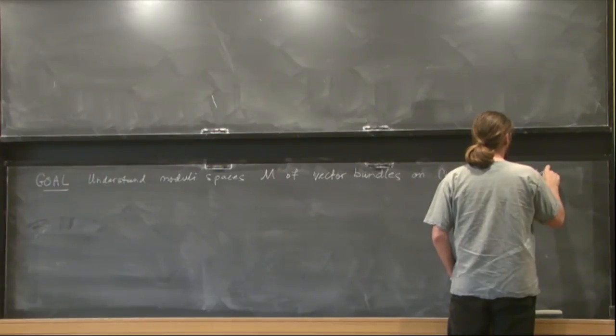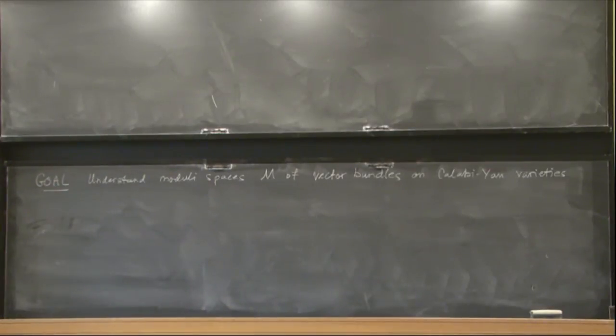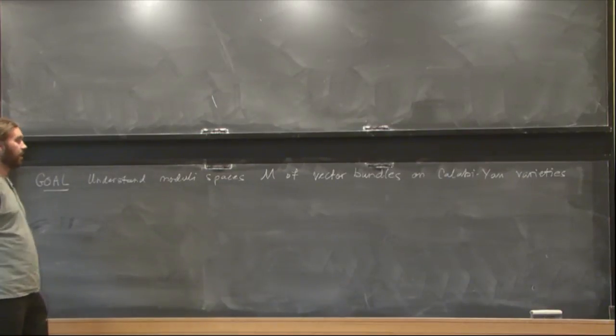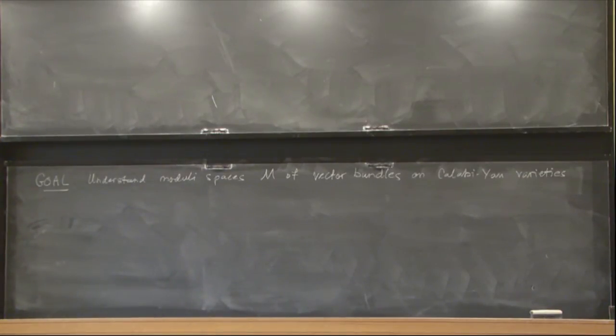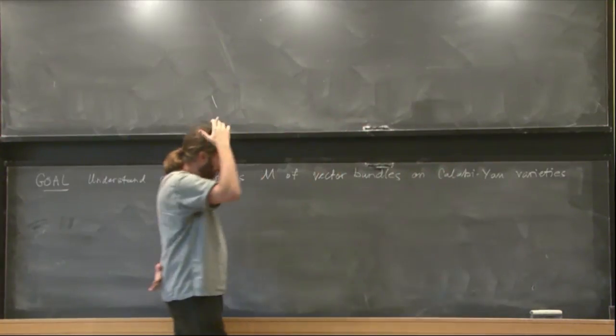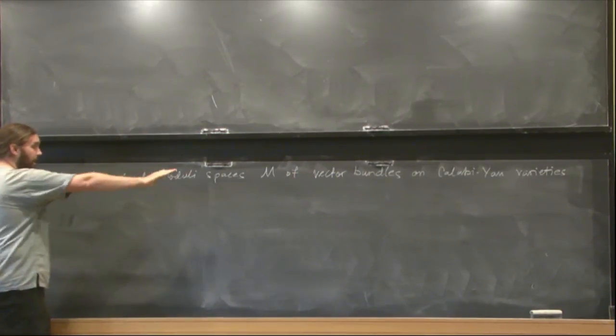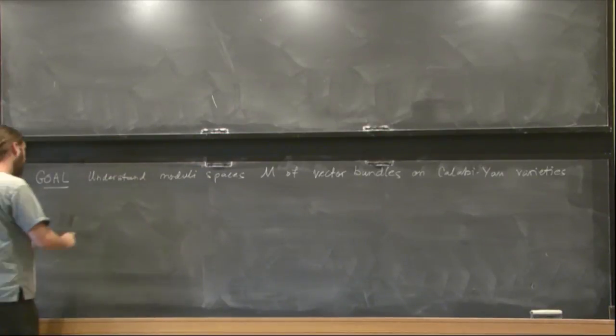So if you want concrete examples to keep in mind, if you look at a smooth cubic curve in the complex projective plane, so this will be an elliptic curve, it will be a one-dimensional example of such a thing. You could look at smooth quartics in P3 or smooth quintics in P4 and so on. These will all be examples of Calabi-Yau varieties. And the intuitive way to think of these is they're sort of like algebraic or holomorphic analogs of compact-oriented manifolds. So I'd like to understand moduli spaces of vector bundles on these things.